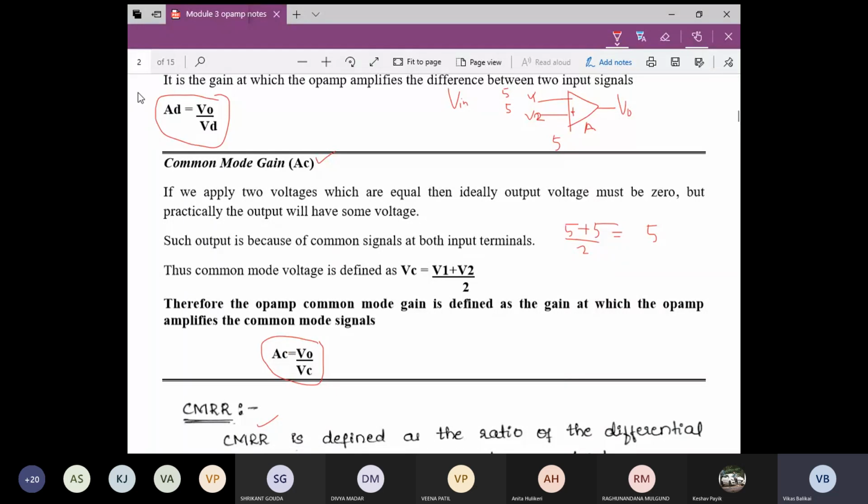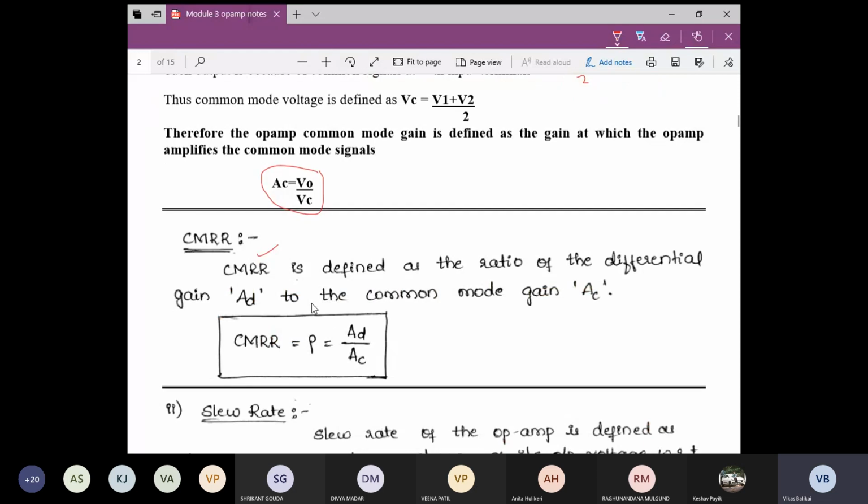If I take AD by AC, what will be the resulting expression? That means V naught by VD divided by V naught by VC. So V naught cancels out, and what are you going to get? It will be VC by VD. Sorry, VD by VC. So that's what I'm going to get.